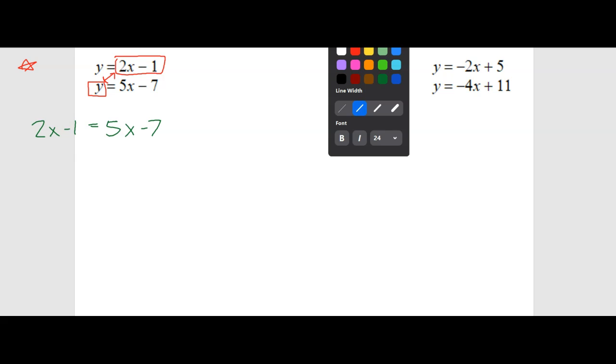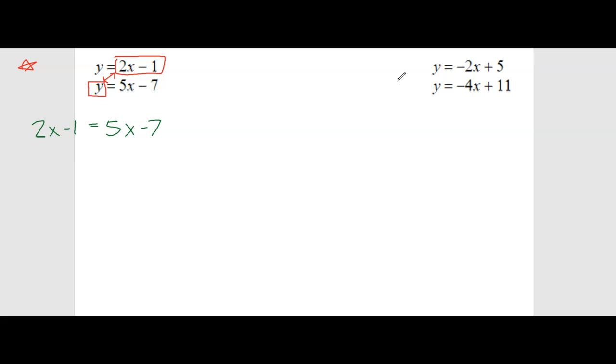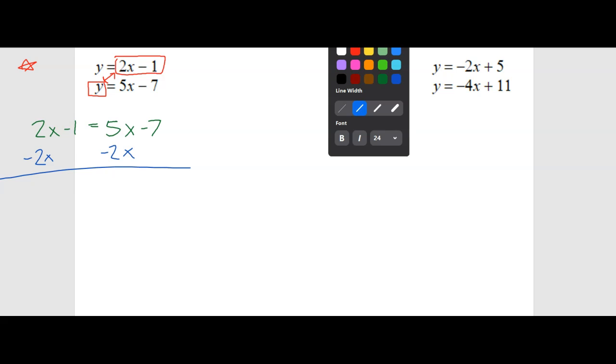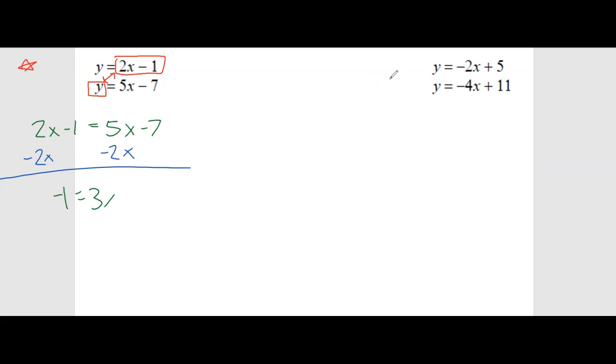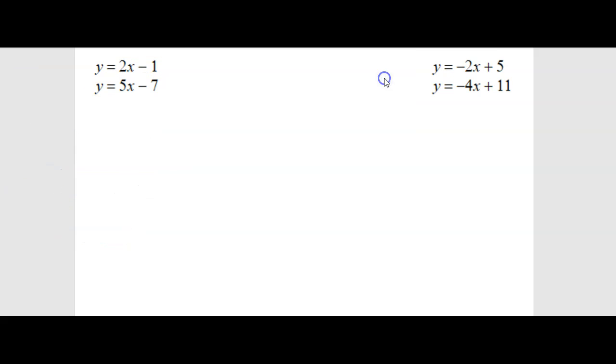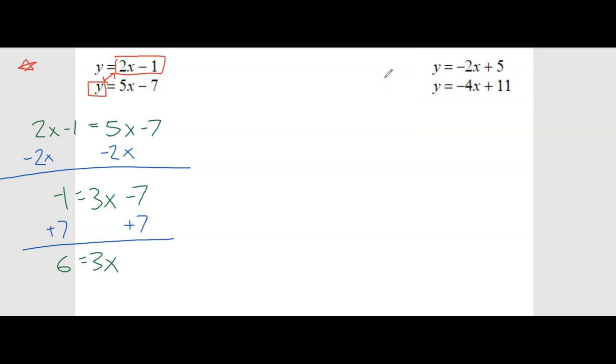So once I create my third equation, I think it's pretty easy to see that I can just solve this for x. I can get x by itself here. So I'll subtract 2x from both sides. That'll give me negative 1 is equal to 3x minus 7. I'll add 7 to both sides. Make sure I add it. That'll give me 6 is equal to 3x. And I'll divide both sides by 3. And that will give me x is equal to 2. So I know that my x value has to be equal to 2.